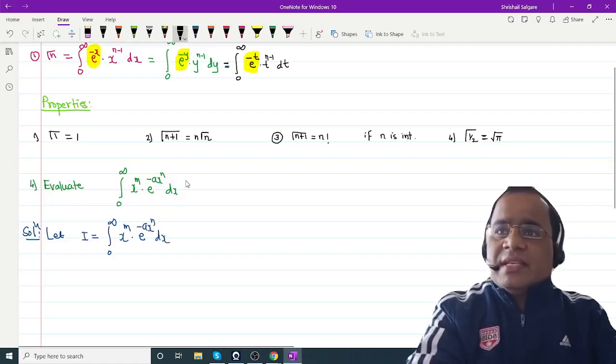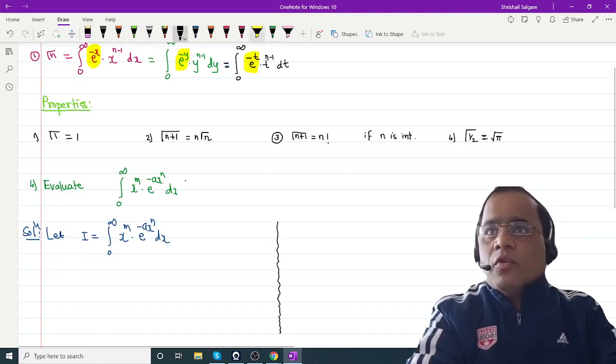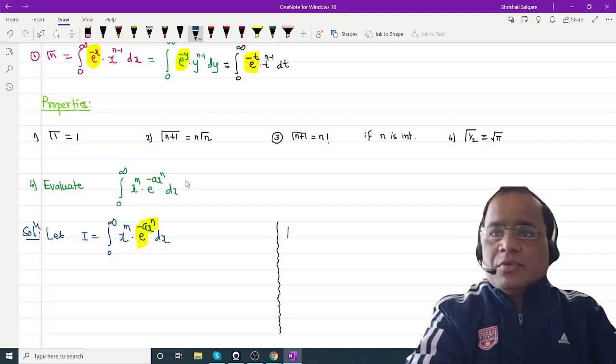Yes, can anyone guess what will be the substitution here? Now the focus should be the kernel. This is the exponential term. Accordingly, you have to select your substitution. Yes, can anyone guess?